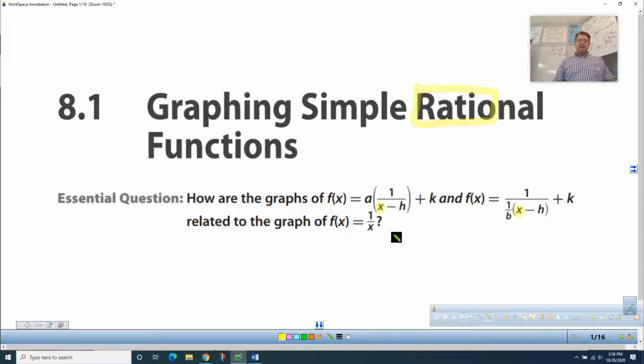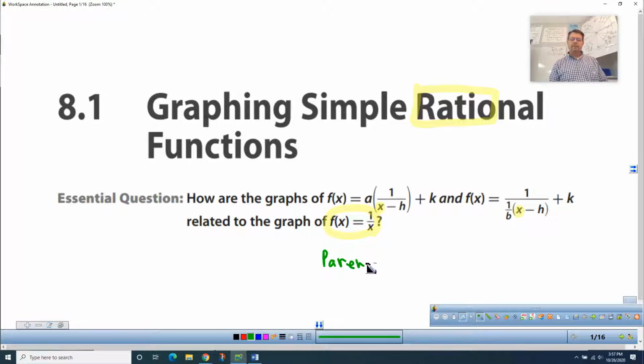And so that's what a rational function is, just in general. Hopefully, though, when you look down here at our essential questions: how are the graphs of f of x equals 1 over x minus h plus k, and this other f of x with the b there, how are they related to 1 over x? Well, number one, 1 over x is going to be our parent function, okay? That should be terminology we've used a few times now, right? You should be at least somewhat familiar with what a parent function is.